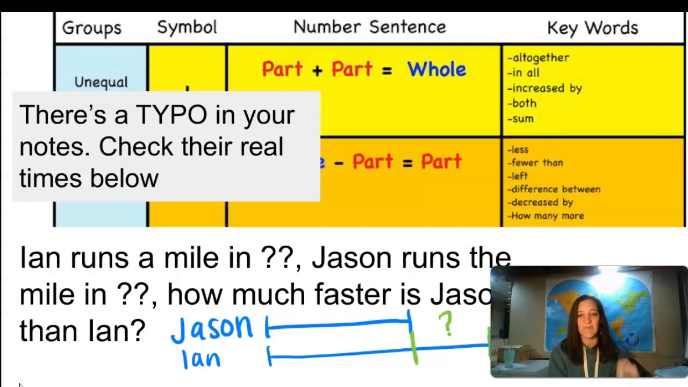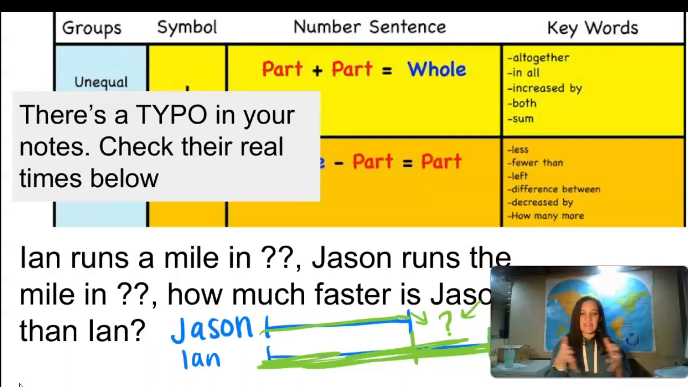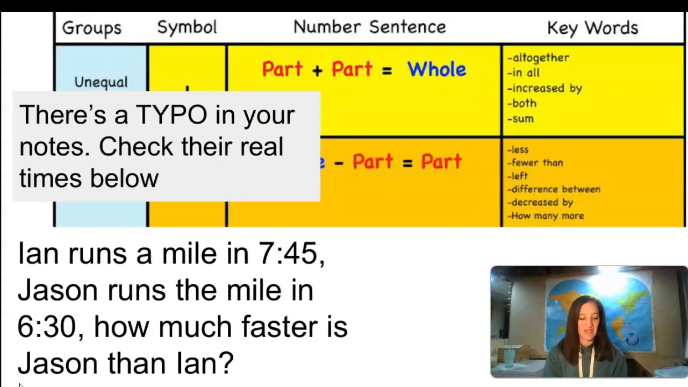I want to know how much faster, how much time was there between when Jason finished his mile and when Ian finished the mile. So what I think I can do here is take this whole amount of Ian, and if I take away how fast Jason was right here, then that will leave me this extra portion right here. So that's a subtraction problem where I take the whole and I take out Jason, and then I can see how much longer Ian took than Jason. So let's see what that would look like.